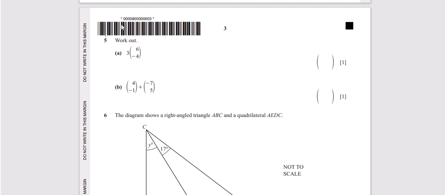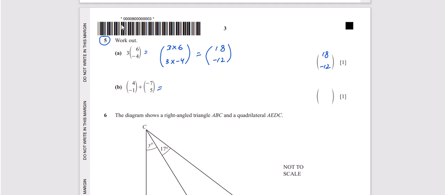Question number 5. Work out part A. 3 into the vector (6, -4). So it means 3 multiplied by both numbers, 3 multiplied by 6 and 3 multiplied by minus 4. 3 multiplied by 6 is equal to 18, and 3 multiplied by minus 4 is equal to minus 12. This is our final answer, 18 and minus 12.